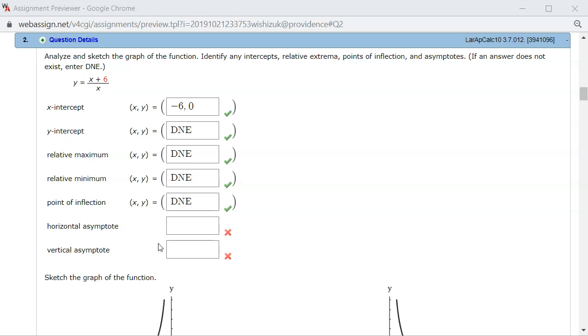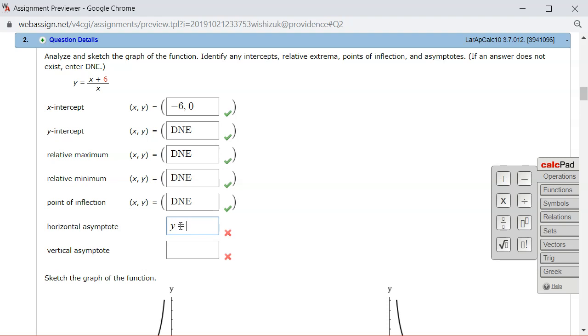Horizontal asymptote: look at the degree on top. The degree on top is 1, and the degree on the bottom is 1. When you have a tie, you look at the leading coefficient, which is 1 on top, and the leading coefficient of the bottom, which is another 1. So y equals 1 over 1, which is just 1. So y equals 1 is the horizontal asymptote.